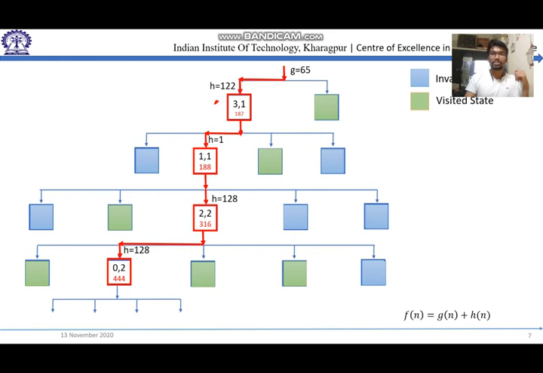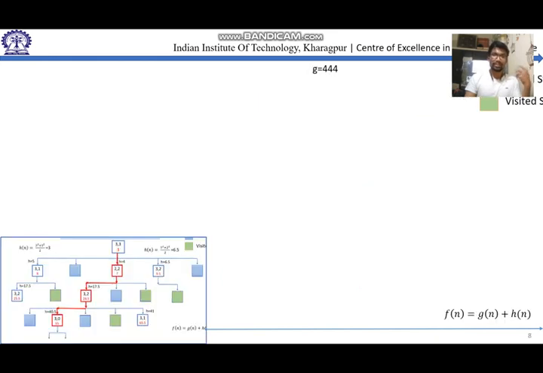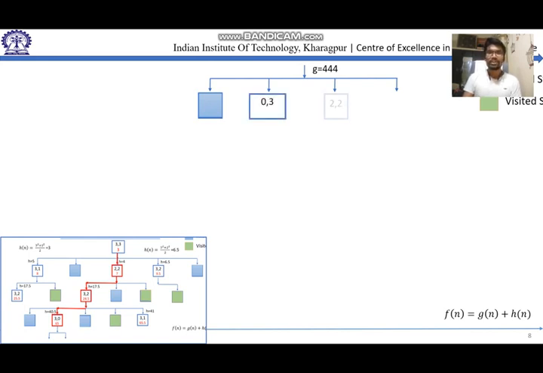Now we will find the heuristic function value for this particular node, and it turns out to be 128, and we are left with only one possible optimal path. And if I calculate the function cost at this particular node, it turns out to be 444, and this is the optimal path that we are going to follow.